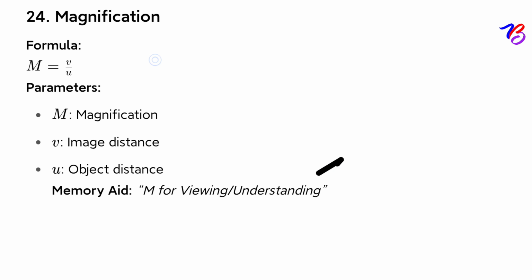24, magnification. M is equal to V over U. Our M is magnification, our V is image distance, our U is object distance. M for viewing divided by understanding. Don't forget, memorize, understand, capture, and manifest it in your exams.